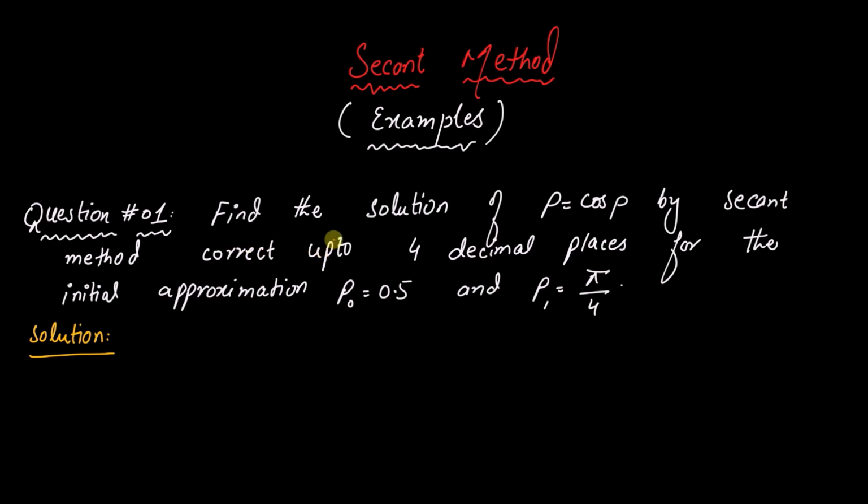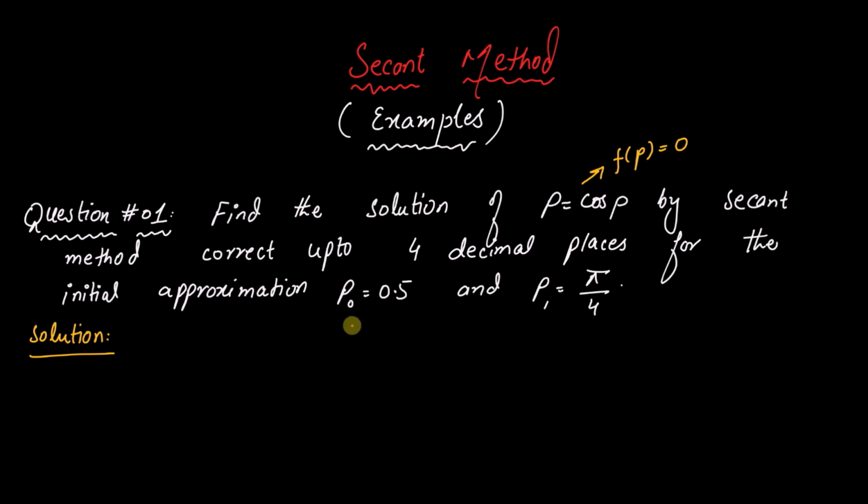So we have question number one: find the solution of p equals cos of p by the secant method, correct up to 4 decimal places, for the initial approximations p0 equals 0.5 and p1 equals pi by 4. First of all, we need to shift this nonlinear equation into f of p equals 0 format, and this is a nonlinear equation because a trigonometric function is involved.